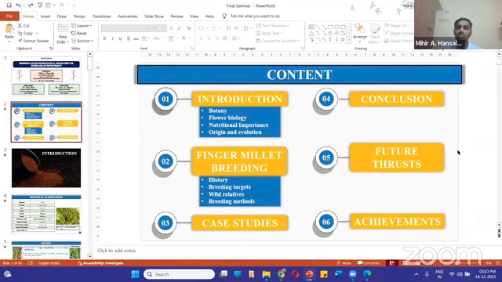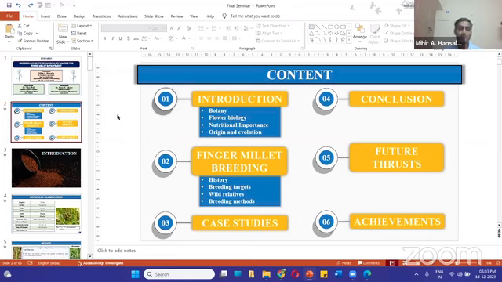Myself, Mihir A Hansalia. I am a research scholar in MSc at Anand Agriculture University, Anand from Gujarat. So basically, my research work is also on finger millet, and I chose this topic because this year is the International Year of Millets, and my topic is revolutionizing finger millet agriculture by breeding and biotechnological breakthroughs.